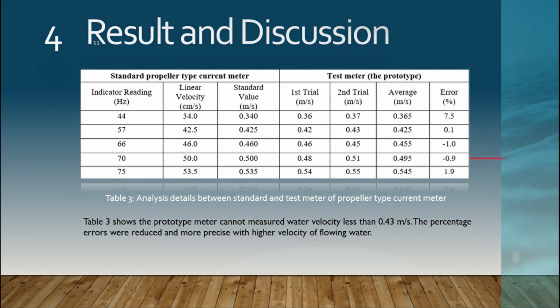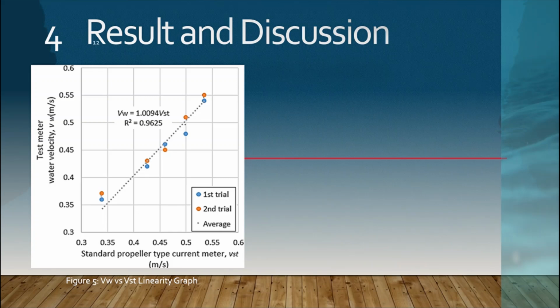So table 3 shows the analysis detail between the standard and the test meter of the propeller type current meter. When the indicator reading was 44 Hz, the percentage error was 7.5%. This indicates that the prototype meter cannot measure water velocity less than 0.5 meter per second. The percentage error will reduce and be more precise at higher velocity of flowing water. The graph was plotted and shown in figure 5.